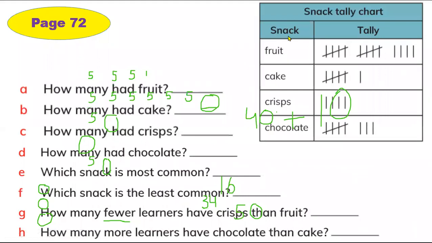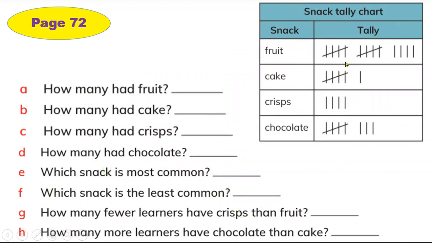Let's move on to page 72 and check how many tally bars. Read the question. Here is my Carroll diagram. In this Carroll diagram, there are snacks and tallies. The snacks are fruit, cake, crisp, and chocolate. So first look at how many fruits. 5 and 5, 10. 10 plus 4, 14. Here is 5 and 1, 6. Here 4. Here 5 and 3, 8.